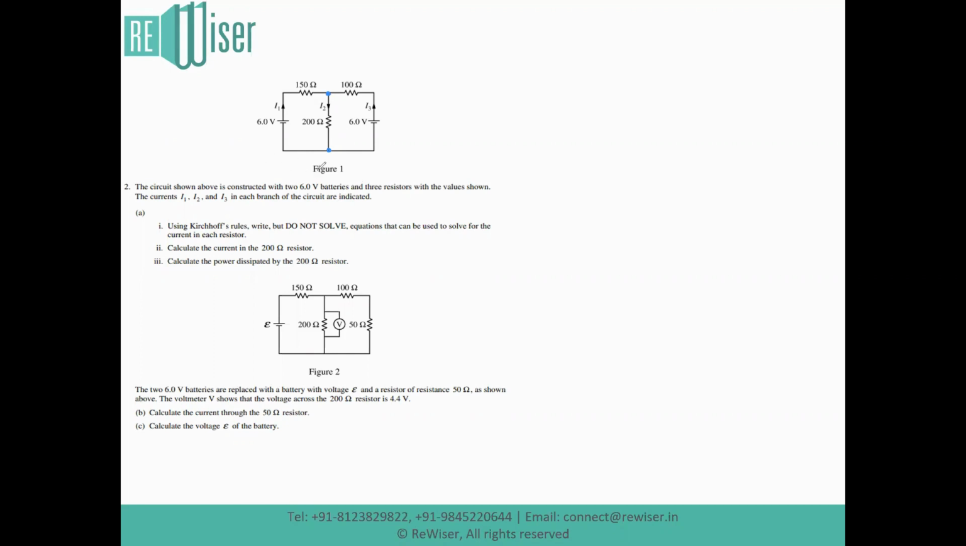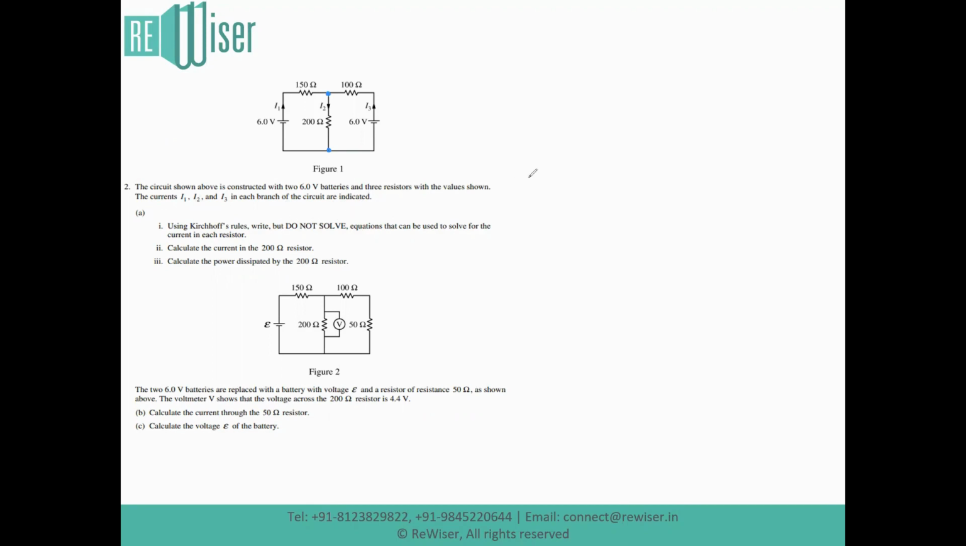The circuit shown above is constructed with two 6-volt batteries and 3 resistors with values shown. The voltages shown don't seem to have internal resistances, and we assume them to be as such. The currents I1, I2 and I3 in each branch of the circuit are indicated. Part A, subsection 1: using Kirchhoff's rules, write but do not solve the equations that can be used to solve for the current in each resistor.